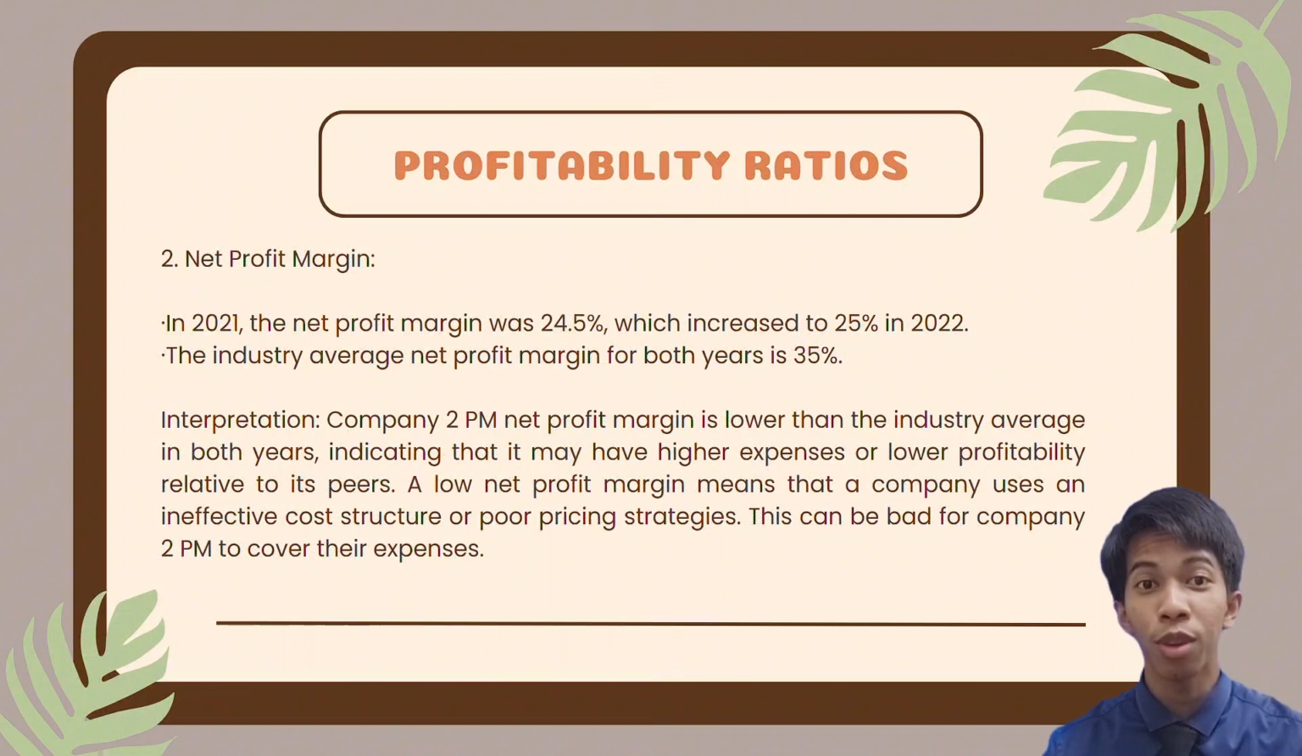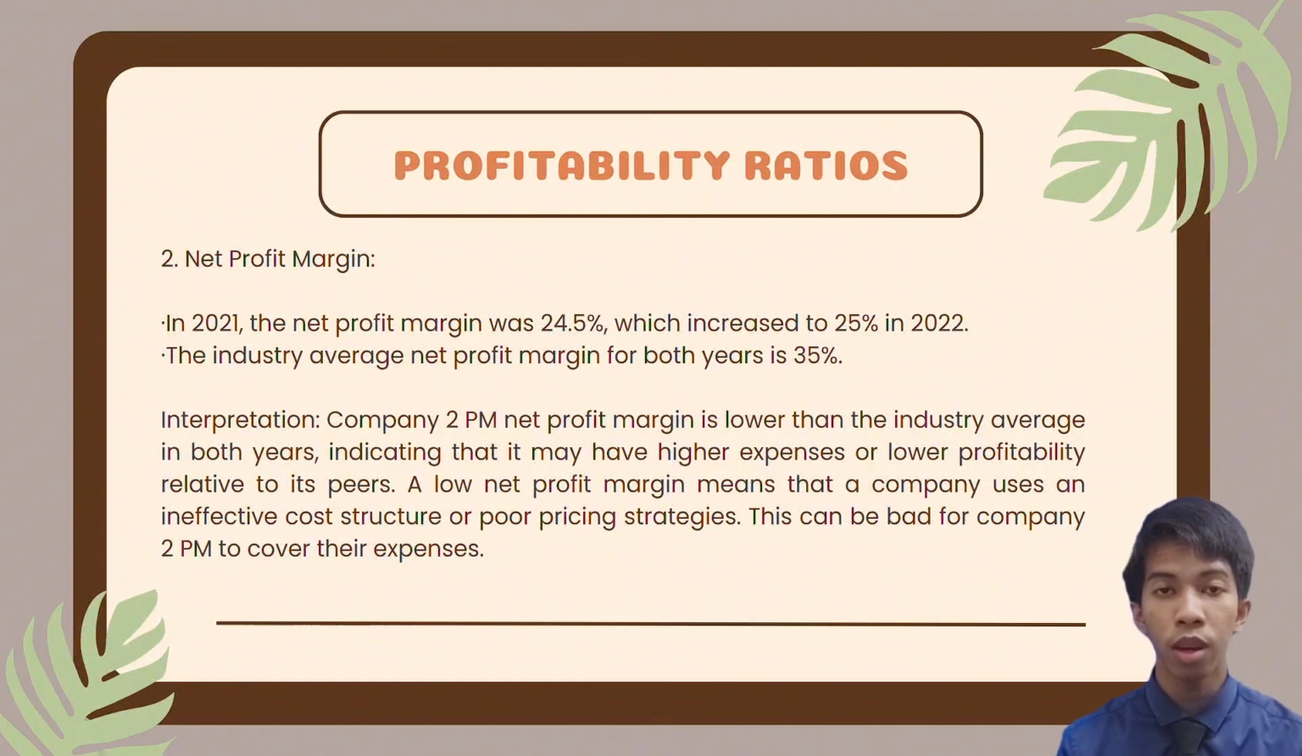As for the net profit margin, in 2021, the net profit margin was 24.5%, which increased to 25% in 2022. The industry average net profit margin for both years is 35%.